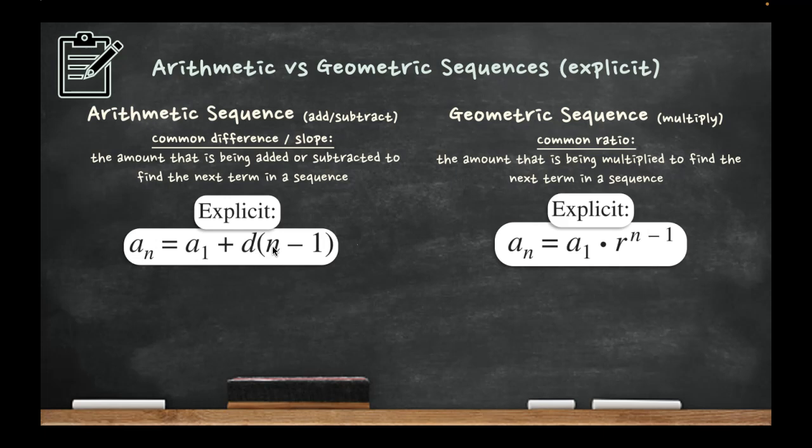So if I'm looking for the 80th term in the sequence, I replace n with 80. Now let's look at the explicit formula for the geometric sequence. If we already know that it's geometric, that means we already know the common ratio. So that's our base right here. A sub 1 is our first term. And then you raise it to the exponent of n minus 1.